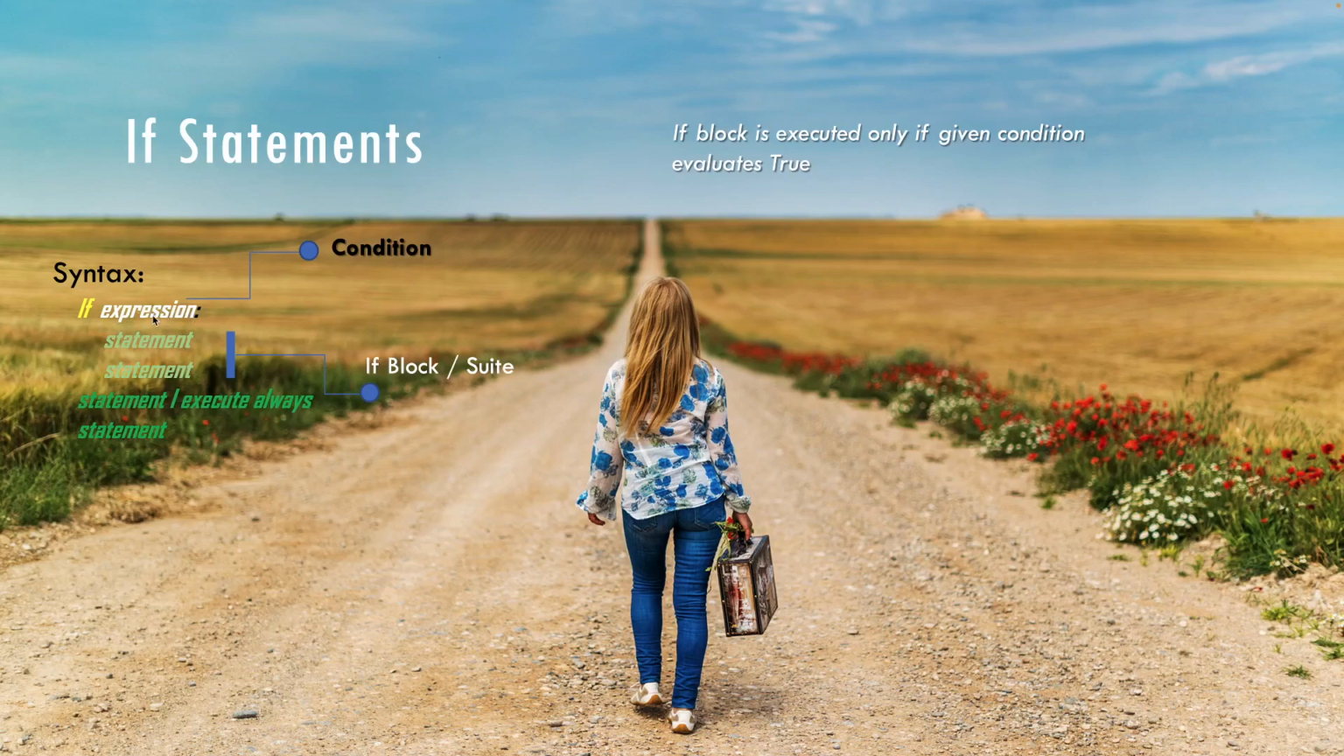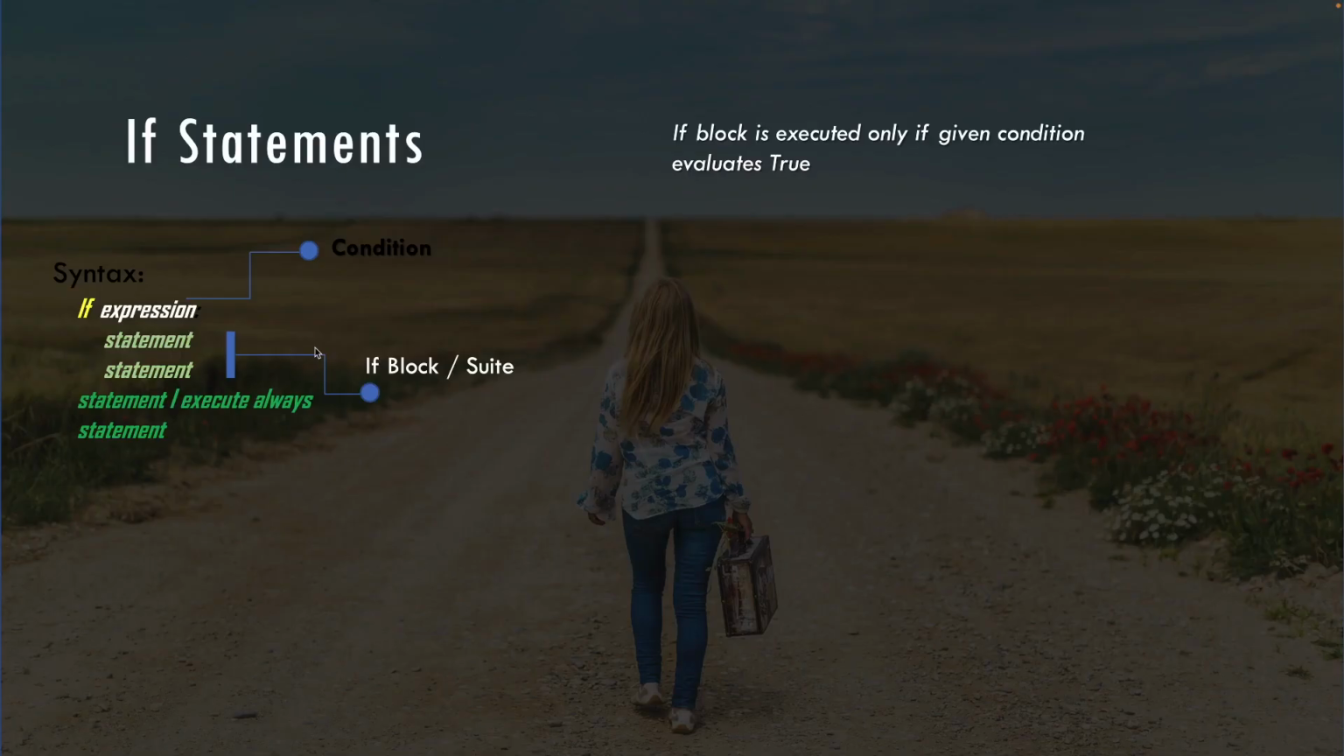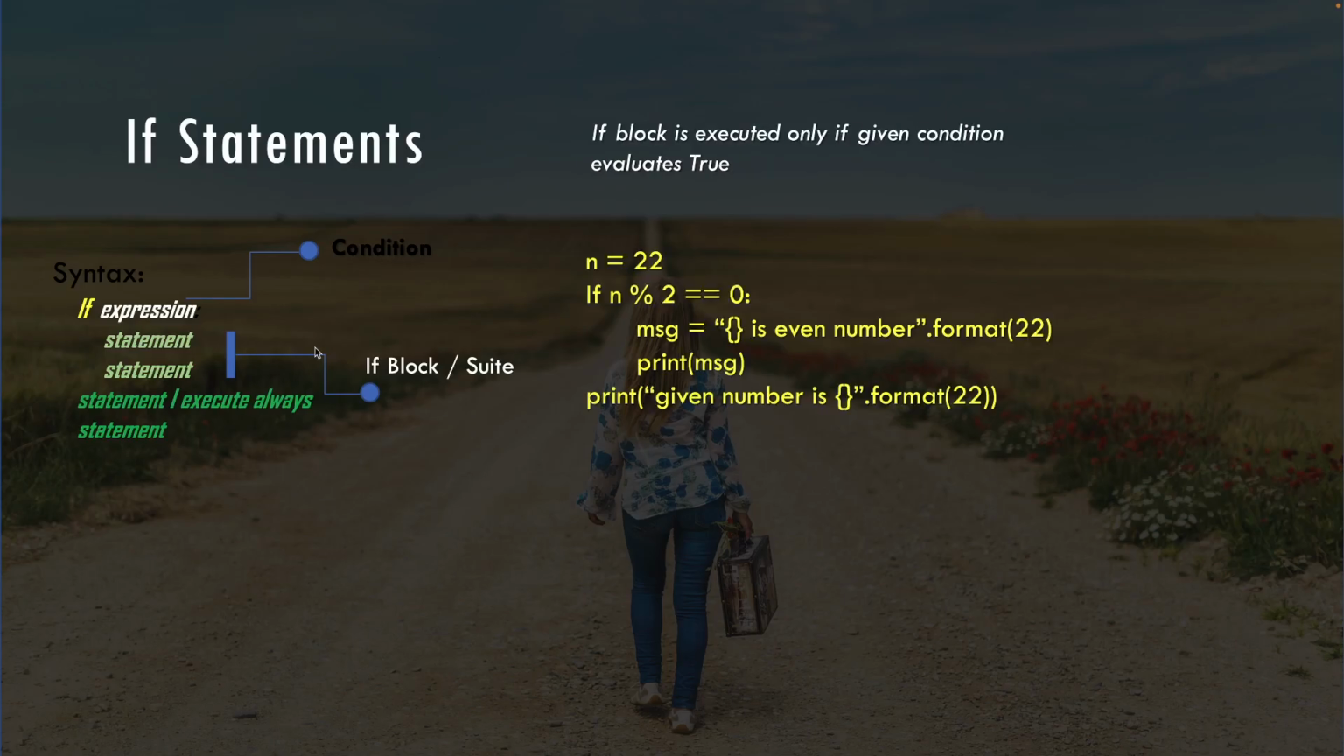The if block will be executed if and only if this conditional expression is evaluated as true. If this condition becomes true, the if block will be executed, or else the flow continues as usual. If the if condition is true, the if block is executed, and as usual the remaining statements are executed. But if the expression evaluates as false, the if block will not be executed and the remaining statements will be executed as usual.